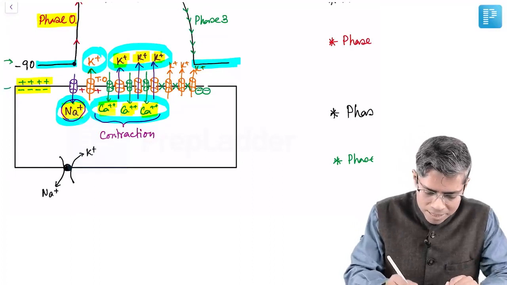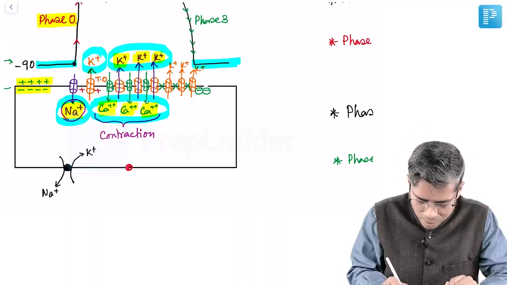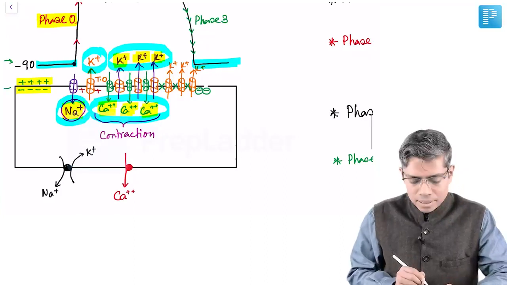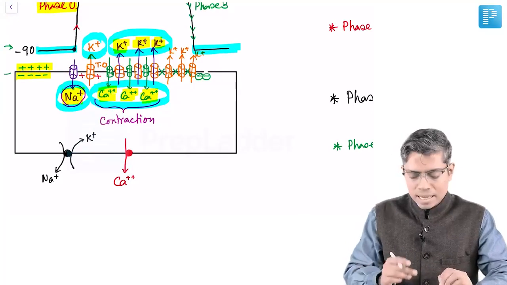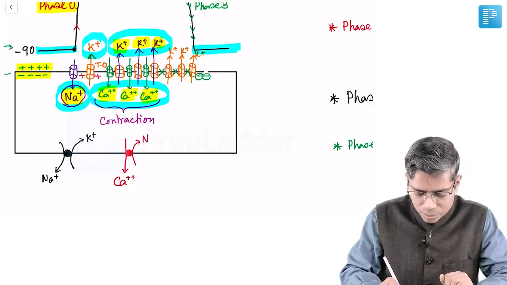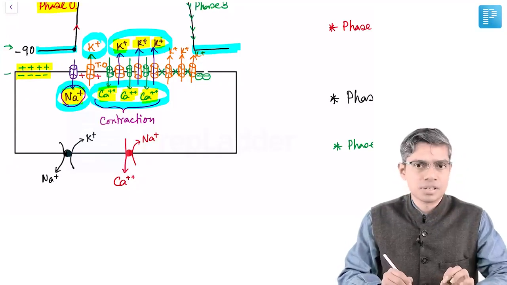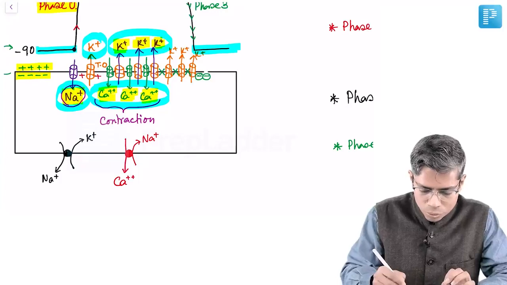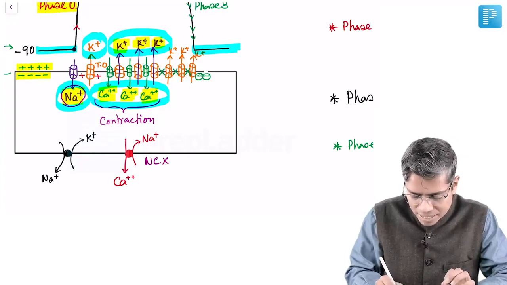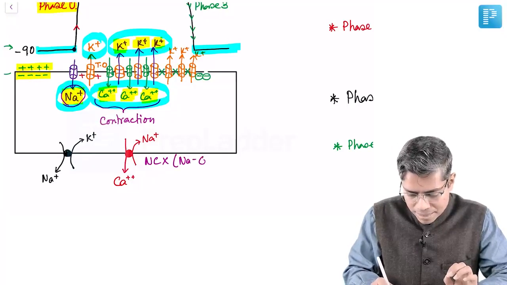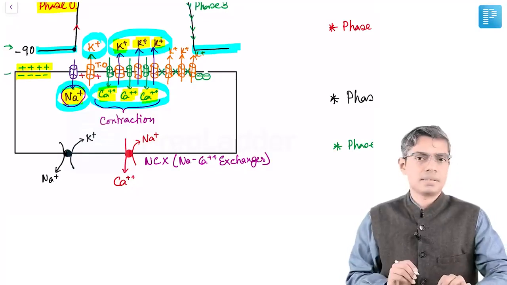Now the calcium. I require another transporter protein which can throw calcium out of the cell, but it cannot do it alone because the calcium is going against the concentration gradient. So you must take sodium back into the cell, which is moving along the concentration gradient. So this transporter is known as the sodium calcium exchanger, NCX. We have discussed this in general physiology in detail. The sodium calcium exchanger is written with X, right?